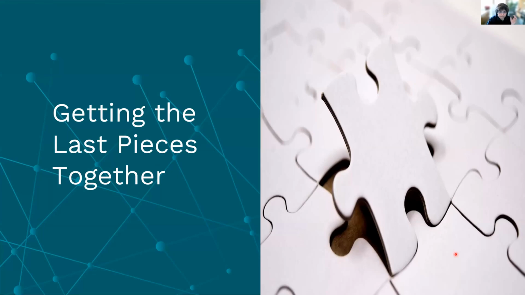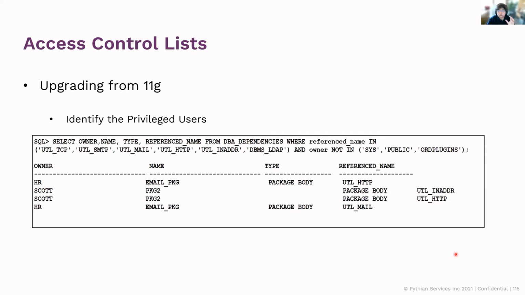Once you're done with the migrations, you've copied over the data, you have everything in place, you now want to do all your post migration stuff. So one of the things is ACLs. Now, ACLs, again, often go under the radar, often go missed. Especially if you're coming from 11g and migrating to 19c.